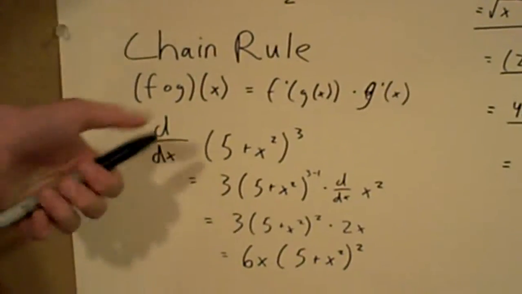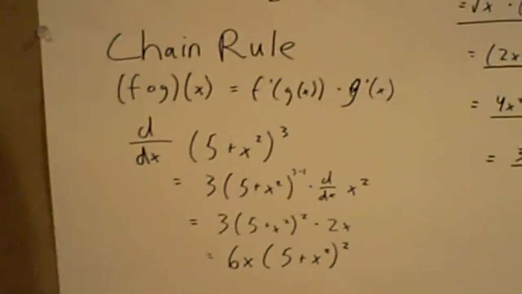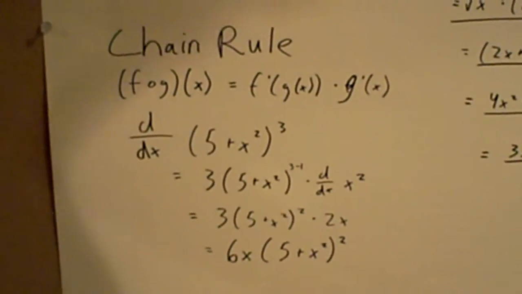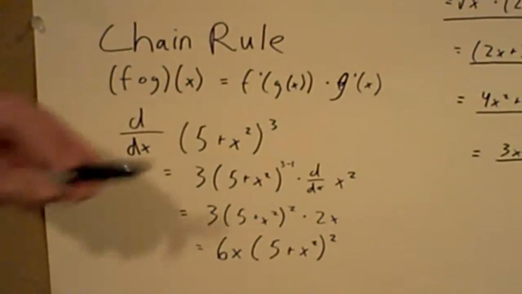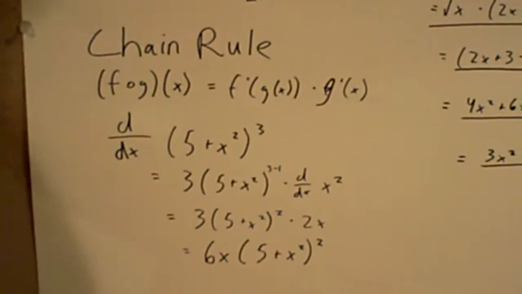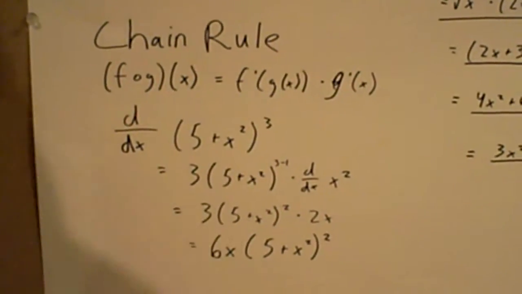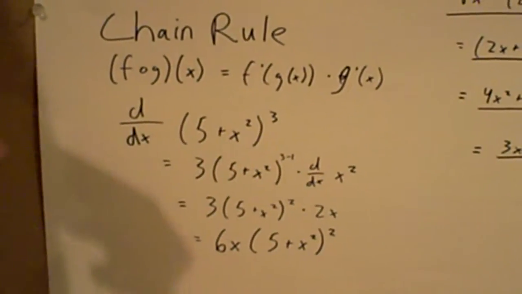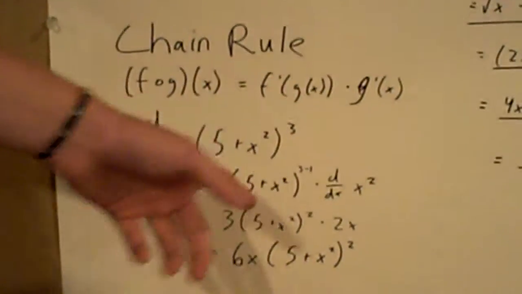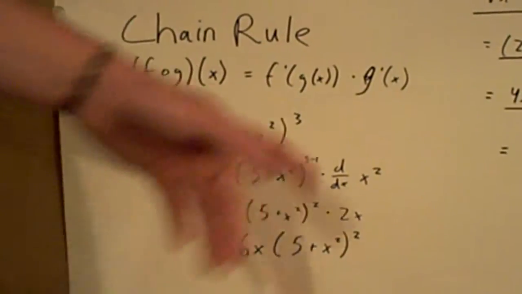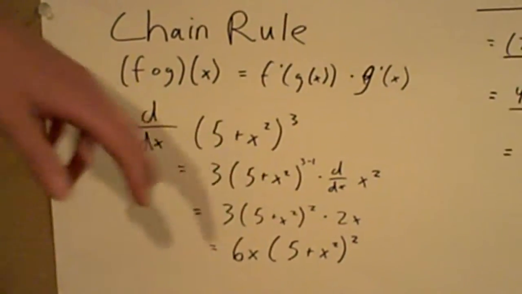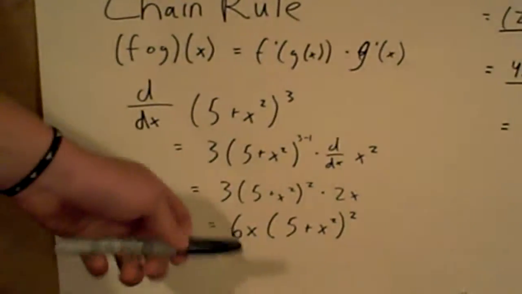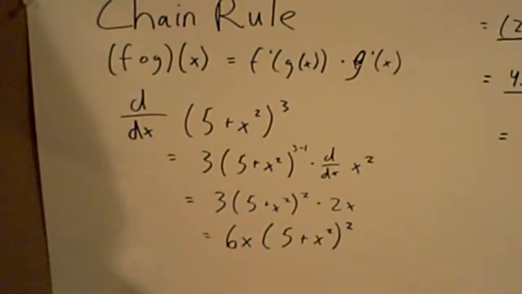Taking the derivative of 5 plus x squared to the third, remember we have to bring the exponent down in front, so we have 3 times 5 plus x squared to the 3 minus first power, excuse me, which is squared, times the derivative of x squared, which turns out to be 3 times 5 plus x squared, quantity squared, because it's 3 minus 1 again, times 2x, which is the derivative of x squared. And we end up with 6x times 5 plus x squared, quantity squared.